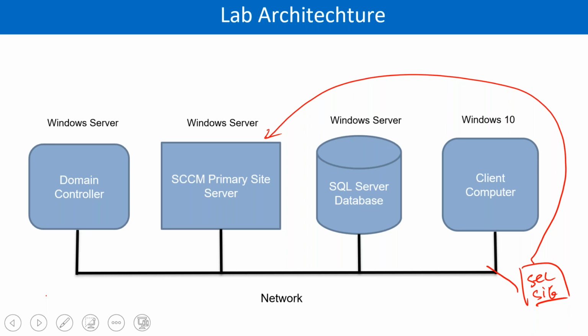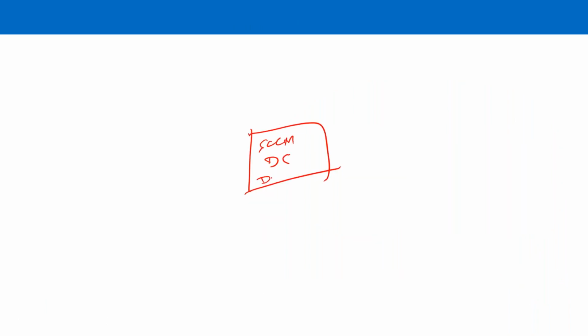Yes, you can install, but we normally don't do it in production environment. We always keep it separate. You want to install SCCM, DC, and DB on one server, right? That is possible. But when we do it like this, you will not get the production exposure. In production, we will always keep them separate.